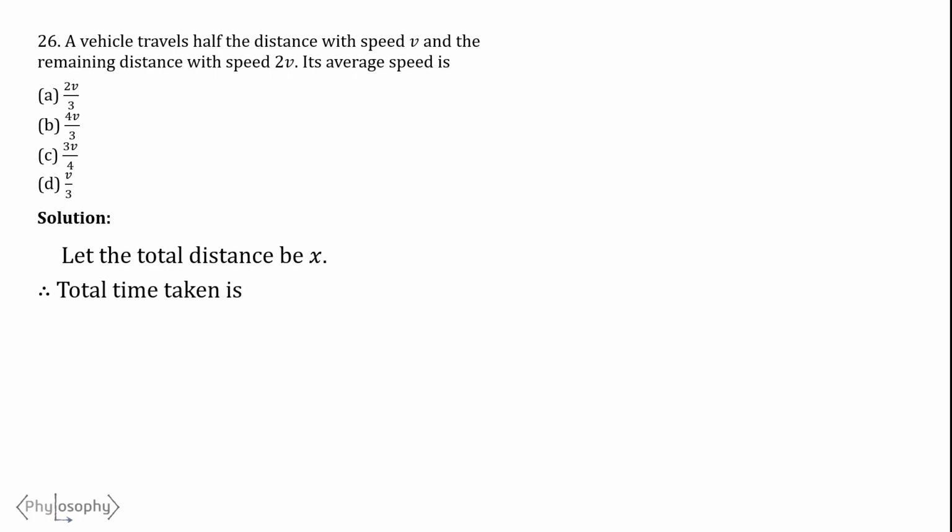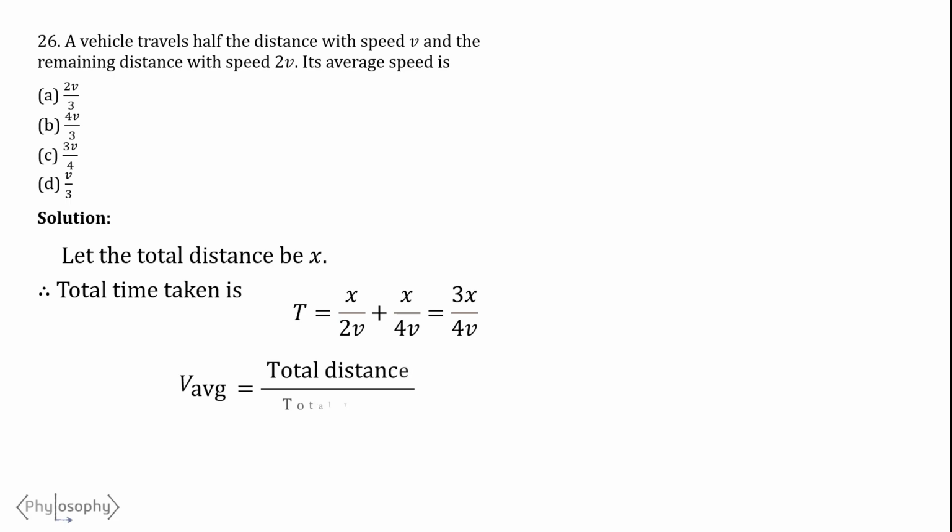Therefore, total time taken, capital T, is equal to x over 2v plus x over 4v, which is equal to 3x over 4v. Now, from this we can calculate the average velocity, which is v average equals total distance by total time. Now, total distance is x and total time required is 3x by 4v. So, if you put this, then you will have v average equals 4v over 3. Therefore, option B is the correct answer.